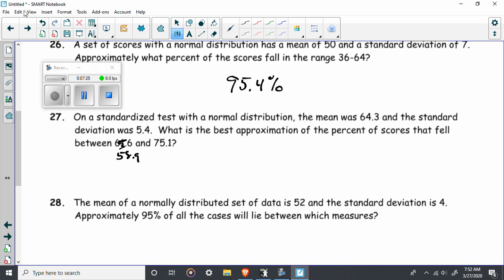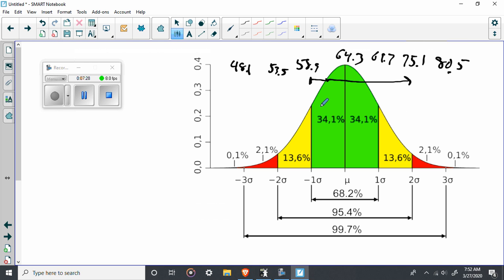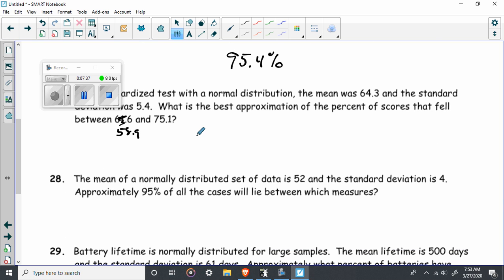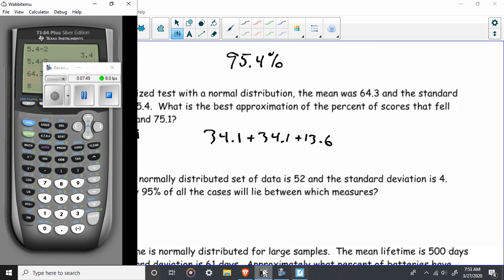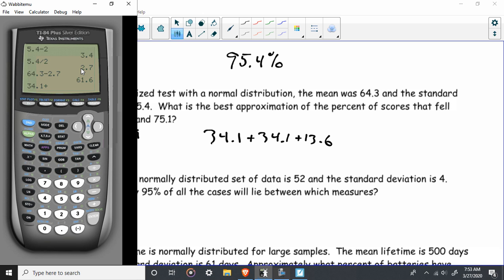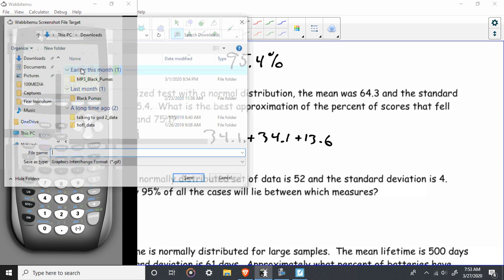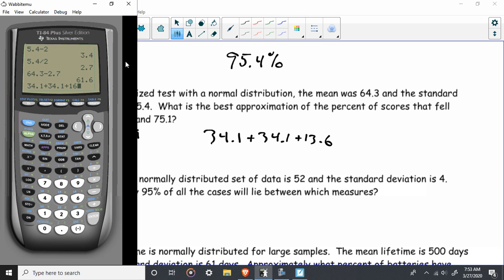Okay. So again, what do we got here? If we want to know that, we need 34.1, another 34.1, and 13.6. So 34.1 plus another 34.1 plus 13.6. Again, just add them all together. 34.1 plus 34.1 plus 13.6, you're going to get 81.8.